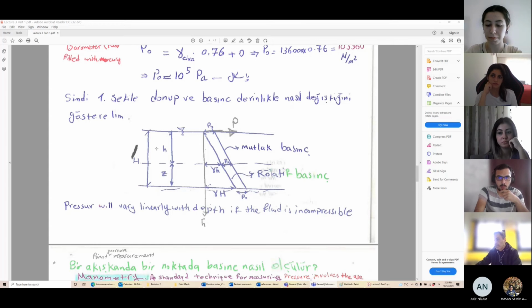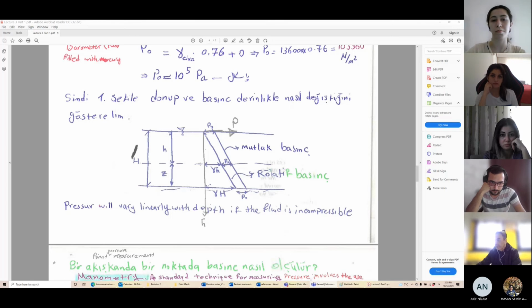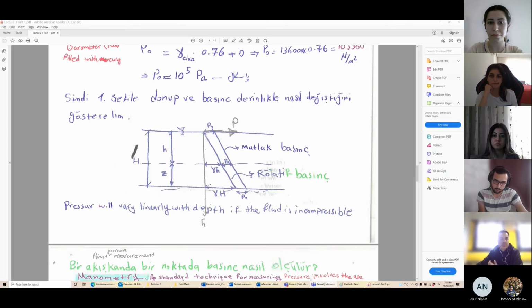So look at this figure. We have, for example, a profile of a water body. The entire depth is capital H. At the bottom level, pressure should be what? Gamma times capital H, because the depth is H. At the top, the relative pressure is zero. We already talked about it.